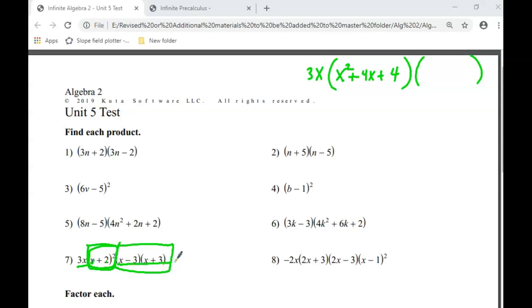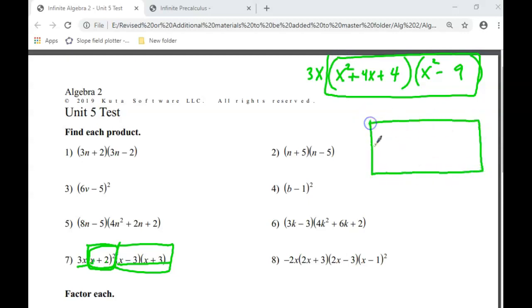Then we have this guy, which is another shortcut. That's the difference of squares one. So you square the first term, square the last term, and you connect them with a minus. After that, go ahead and do your box. So we're going to have to do another box here. It's a 3 by 2 again. I find an interesting thing happens here with our like terms.